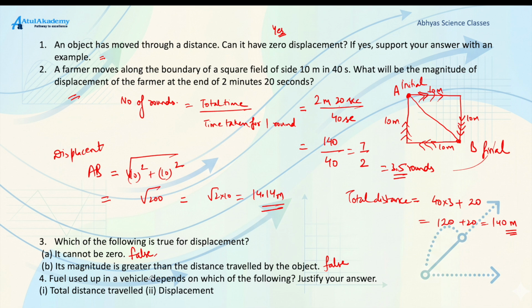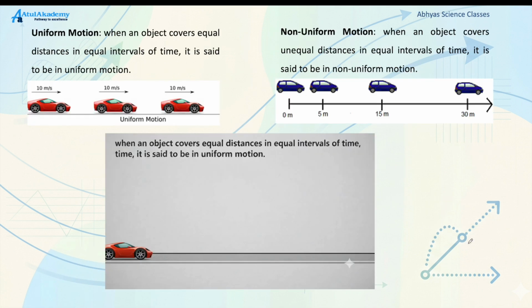Justify your answer. Fuel that we use in our vehicle depends upon the distance traveled, not the displacement. Let's say you go from your home to school and then come back home. Your displacement becomes 0 in this case, but you have traveled a distance, so the vehicle has consumed the fuel. So it depends upon the total distance traveled, correct? Because the engine is running and it is using the fuel.